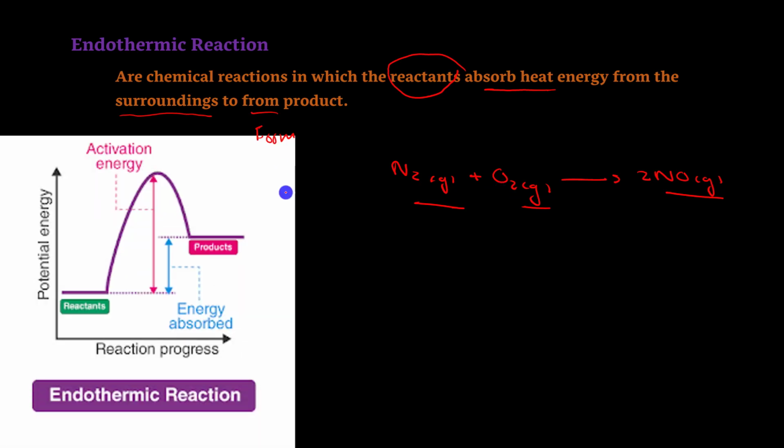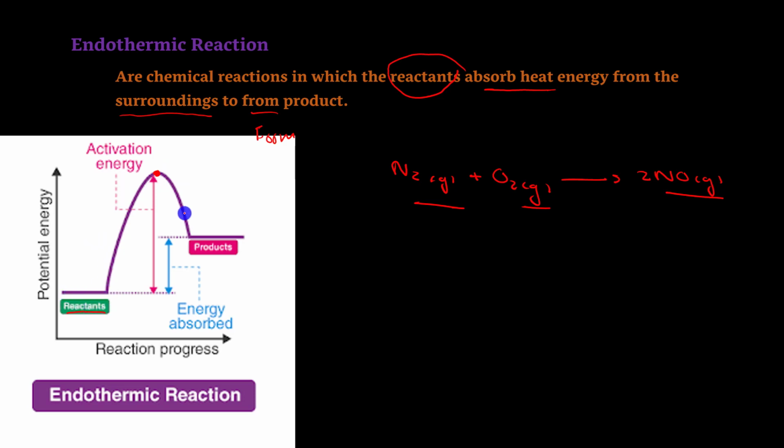Take a look at the graph. This is the graph of the endothermic reactions. In endothermic reactions, the reactants don't have enough energy. For this reaction to happen, first they need activation energy. They need activation energy to react with each other, right? This is the activation energy level, and this is the energy level of the reactants.